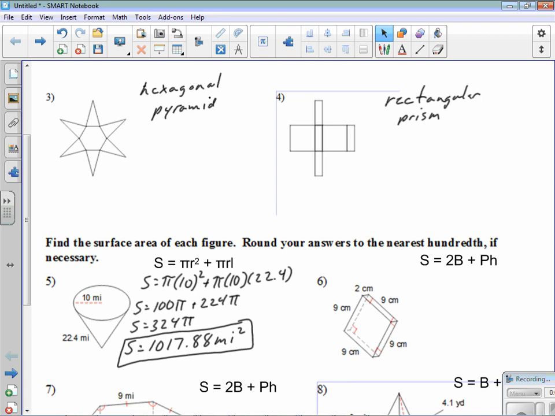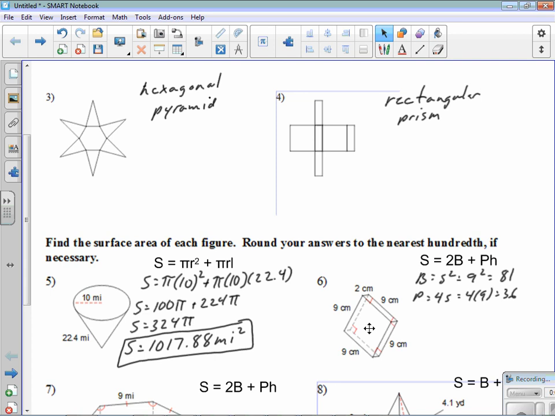All right, so then next one, number 6, is a prism, and it's a rectangular prism, or more specifically, the bases are going to be squares. So 2 times area of the base plus the perimeter times the height. Area of the base, since the bases are squares, is just going to be the side squared, or 9 squared, which is 81. Perimeter for a square is 4 times the length of a side. That would be 4 times 9, which is 36.